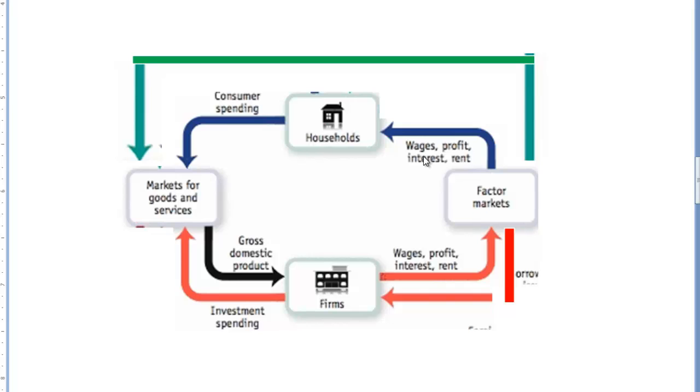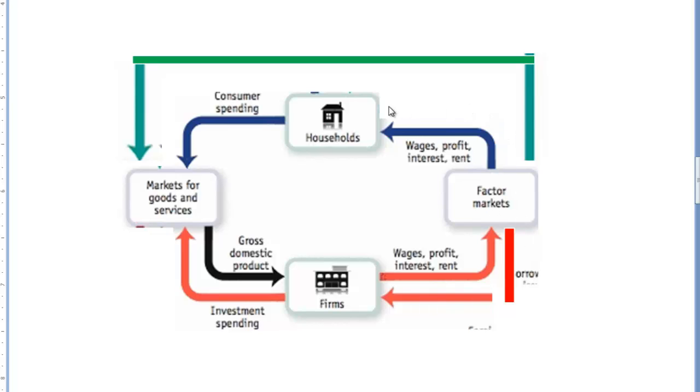Wages are exchanged for labor. Rent is exchanged for land. Interest is exchanged for capital. And profit is the return on entrepreneurship. These four factors of production are owned by households. Households, in this very simple view of the economy, are the only owners of the factors of production, and hence the incomes flowing through the factors market flow to households.